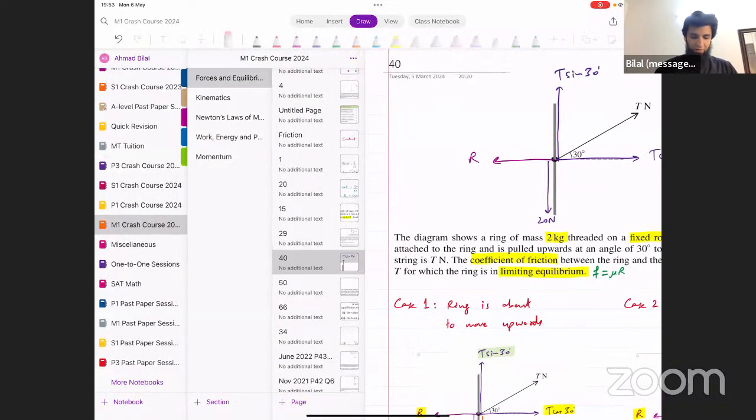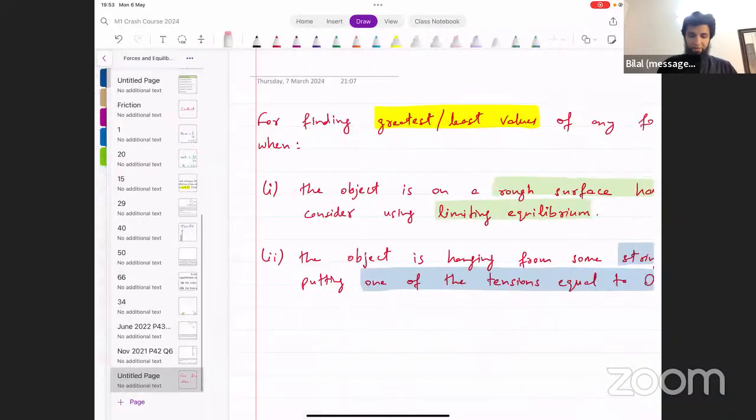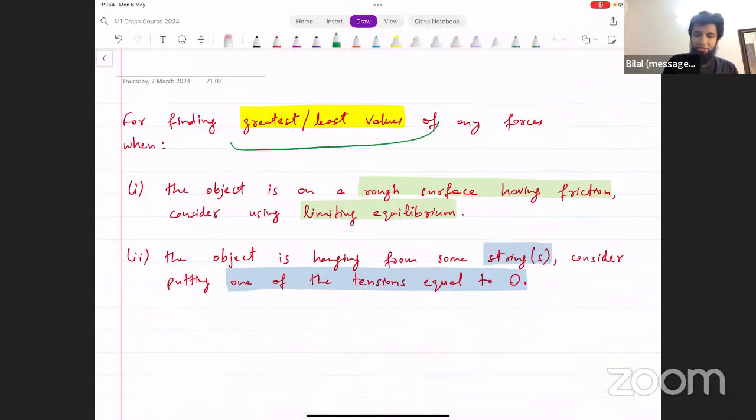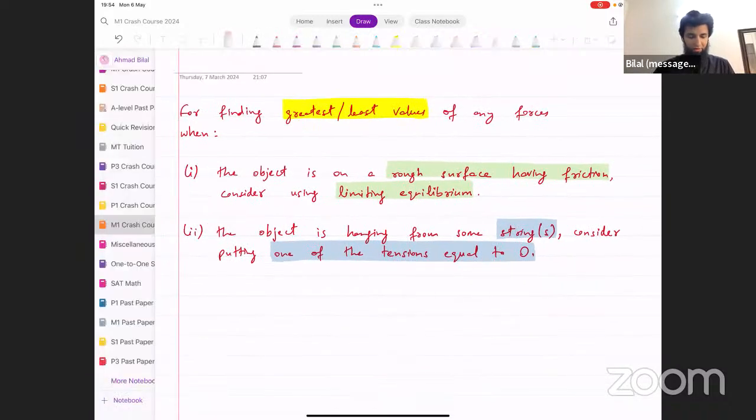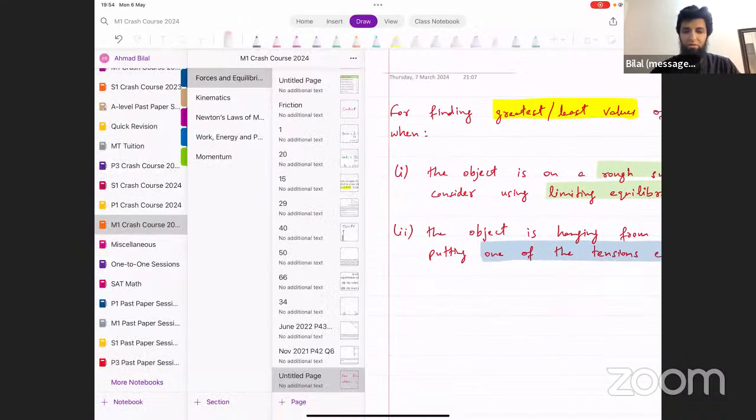So the takeaway from this is what you've got to do. Whenever you have to find greatest or least values of any forces, when you have a rough surface having friction, you consider the limiting equilibrium case. Either it's going to move on one side or on the other side. Does that make sense? We've done questions like this. Now, I can't find that particular question right now, but the method for that is exactly the same.